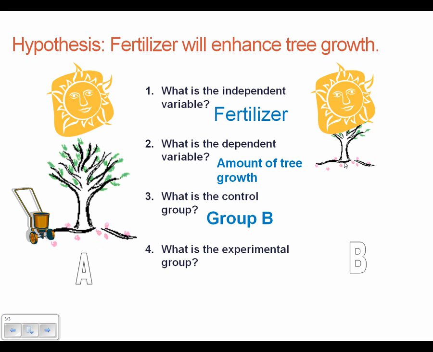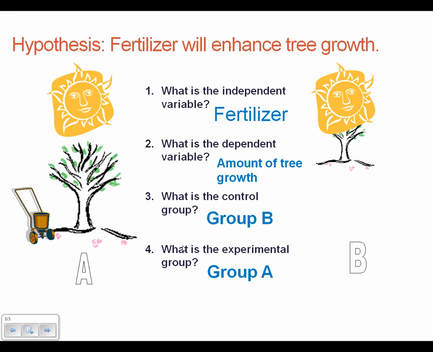That's our control group. We're going to compare the experimental group to this to find out if there is indeed a difference. So the experimental group is the group that is being tested, and that happens to be Group A. So Group A is our experimental group because that's the group that we have added the variable to. In this case, our variable happens to be fertilizer because that's what we're testing.